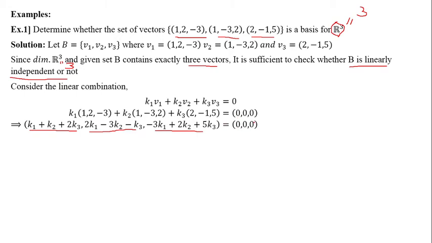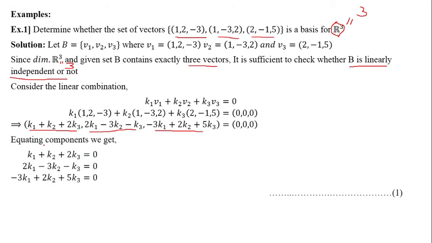This 0 is (0, 0, 0), the additive identity in R3. So equating components, we get k1 plus k2 plus 2k3 is 0, 2k1 minus 3k2 minus k3 equal to 0, and -3k1 plus 2k2 plus 5k3 equal to 0. Now we are looking for the values of k1, k2, k3. So this is a homogeneous system of how many equations? 3 equations in how many unknowns? 3 unknowns.